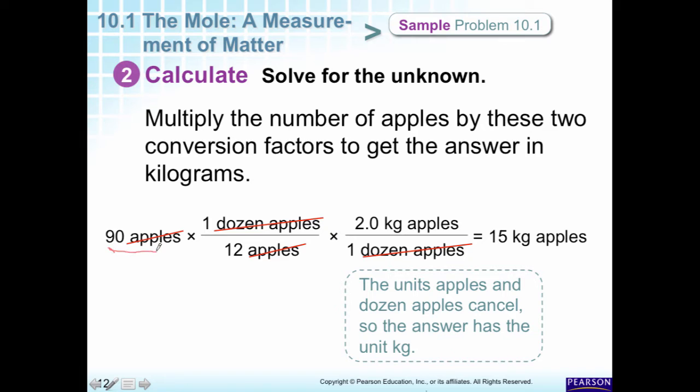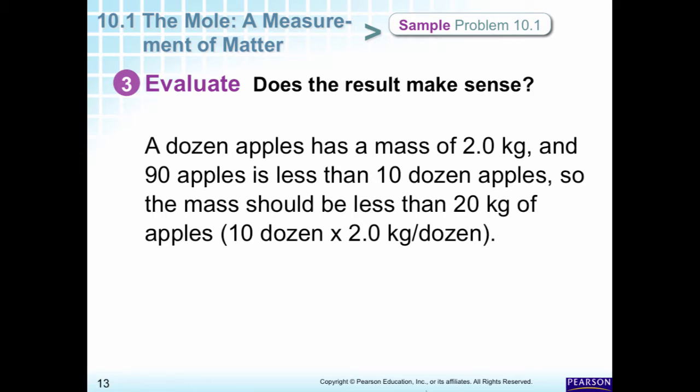90 apples. We have a conversion factor. Notice the apples are on the bottom because we want the apples to cross out. Dozens on the bottom to cross out, and kilograms. And we're going to end up with an answer of kilograms of apples. So you can either say multiply across, multiply the bottom, and then divide, or multiply by 1, divide by 12, multiply by 2, divide by 1. You'll still get 15. And notice how they cancel. You've already done that. This is just review. So a dozen apples has a mass of 2 kilograms, and 90 apples is less than 10 dozen apples. Okay, so 10 dozen would be about 20 kilograms. So did your answer come out to be less than 20? Yes, it did.